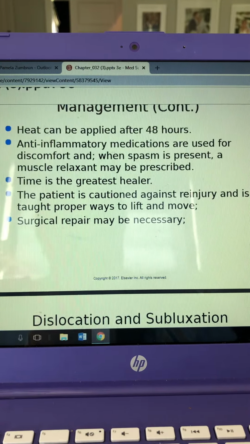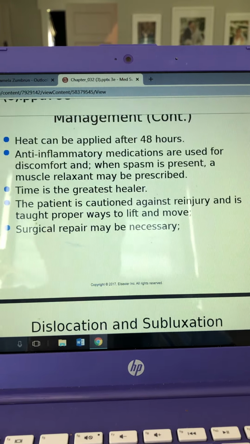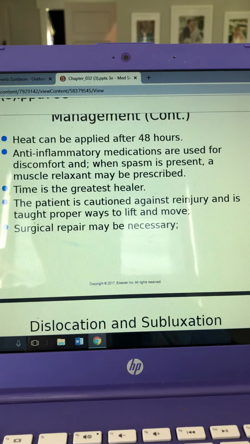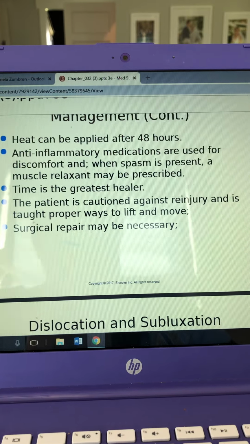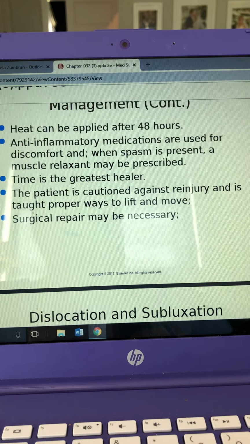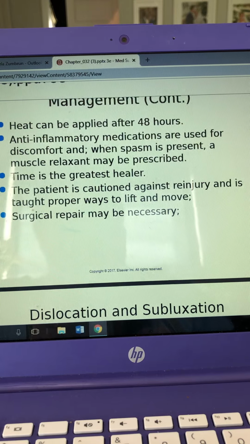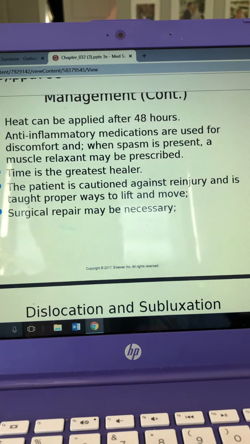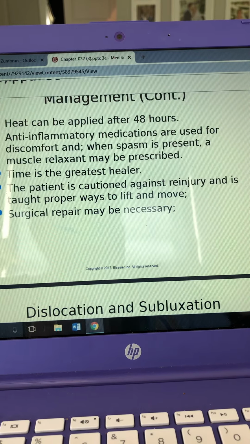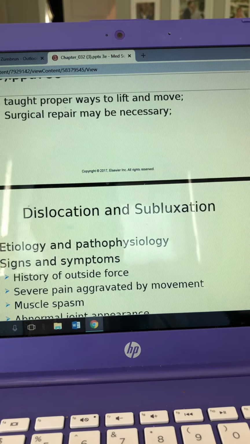And keep in mind, let's say that you sprained your ankle 6 months ago. Then maybe you shouldn't jump out of the back of a pickup truck. It's going to take time for these soft tissues to heal, and it is much easier to re-injure the joint. So they need to make sure that they understand the possibility of re-injury is greater after a sprain or a strain. Proper ways to lift and move. So stretching is very important prior to exercise. And sometimes, as we said, surgical repair may be necessary even for a sprain or a strain.